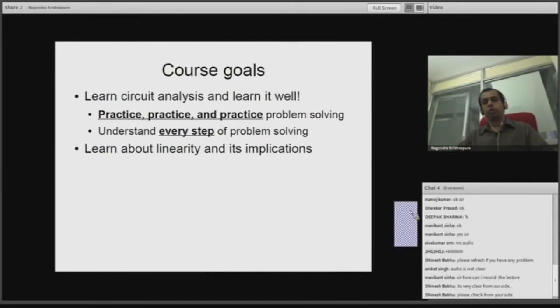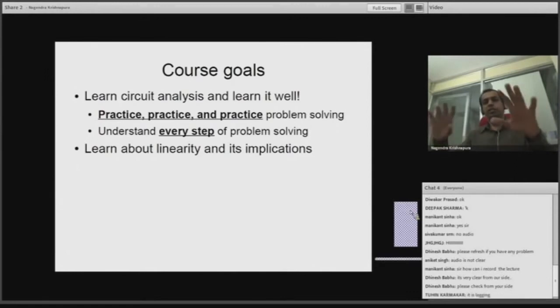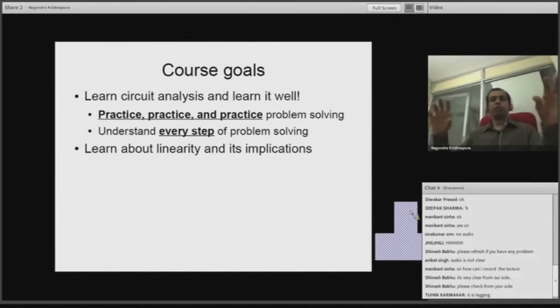Okay, and a sort of secondary goal is to learn about linearity. What I mean by this will become clear, but a large number of circuits that we will analyze will turn out to be linear. What it means is that you apply a certain stimulus, you will get some response. You apply another stimulus, you will get a different response. And you combine the two stimuli, the response turns out to be the combination of the original responses.